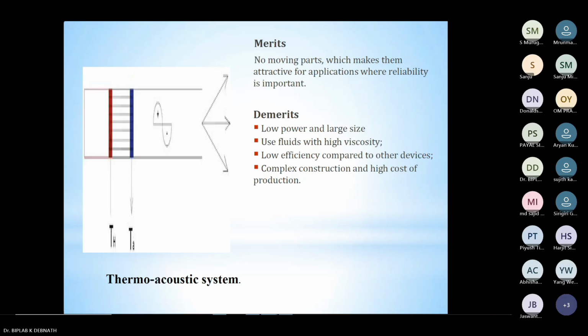But what are the disadvantages? It can produce only low power, but you need a big size of equipment or system, and it necessarily has to use fluids with a high viscosity. It will give low efficiency because of the low power output. And there is a complex construction and high cost of production involved. So as of now, combining it with fuel cells is at the research level only. Next.